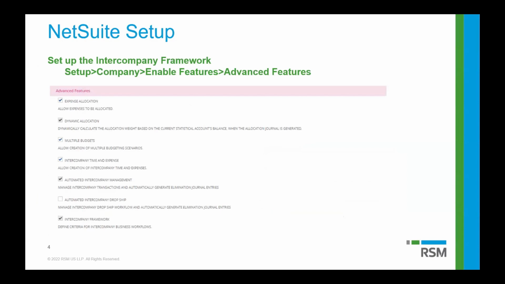Okay, so the first thing you want to do is enable the features in the advanced features. The key features here are automated intercompany management and intercompany framework. This one is set up with intercompany time and expense, but it is not required for eliminations. Automated intercompany dropship is also not required for eliminations. However, automated intercompany management and the intercompany framework are both required.